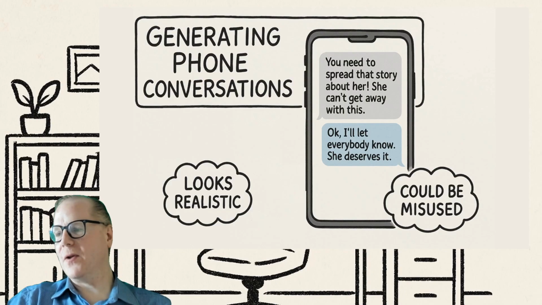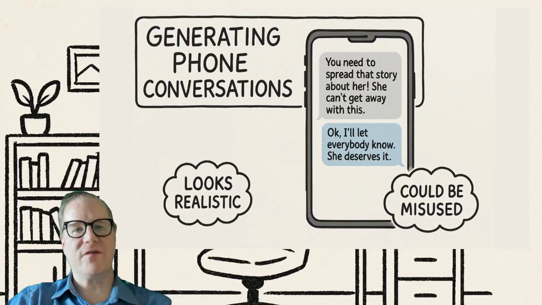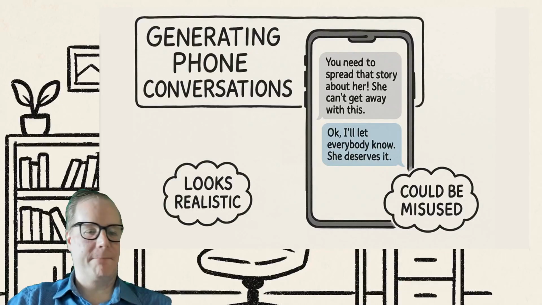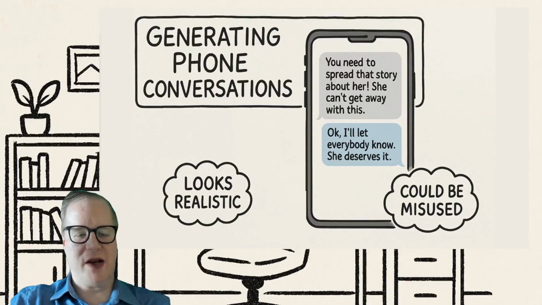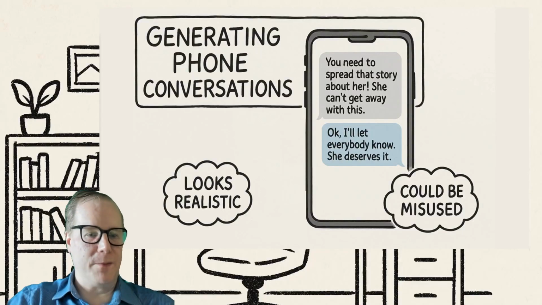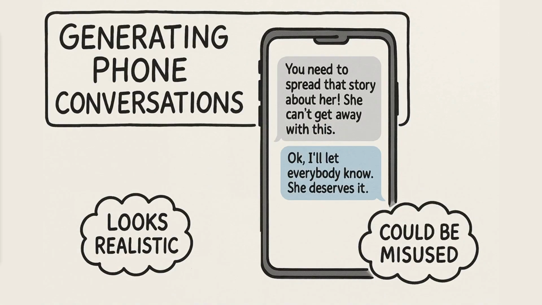This is an example of phone conversations. This is quite a tame example where there is an apparent conversation saying to spread information about somebody which may or may not be true there. Somebody deserves it. It's amazing how quickly many of these viral stories spread across social media as well. And now these phone conversations can look more realistic.